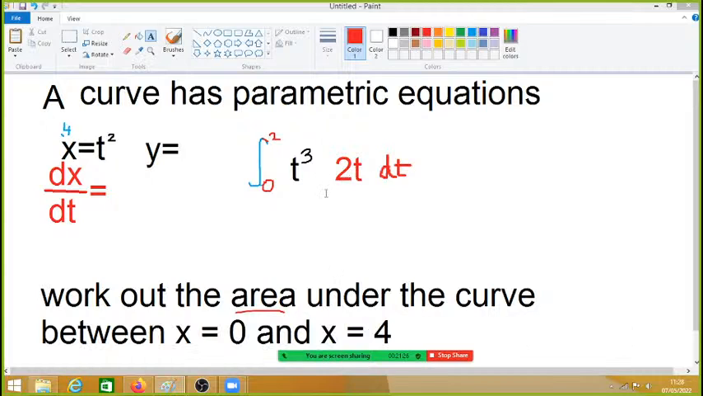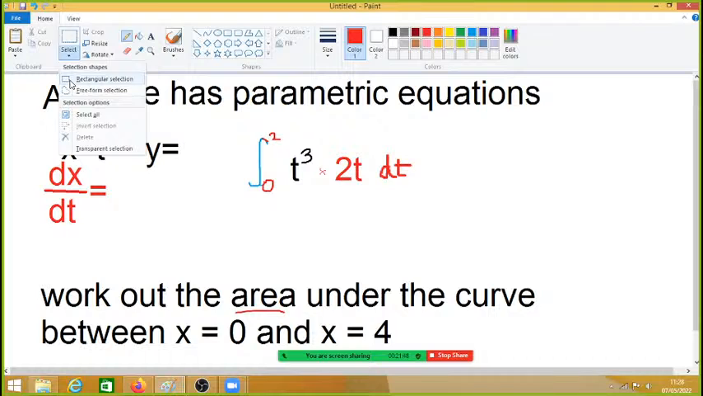Okay, next thing, seems like you've maybe lost that. Maybe I did that a bit too quickly. The next thing is simplify. So you don't want to make the integration more complicated than it has to be. T cubed times 2t, you can simplify that. Remember that's a times in there. So that's just GCSE maths. T cubed times 2t would be 2t to the power 4.